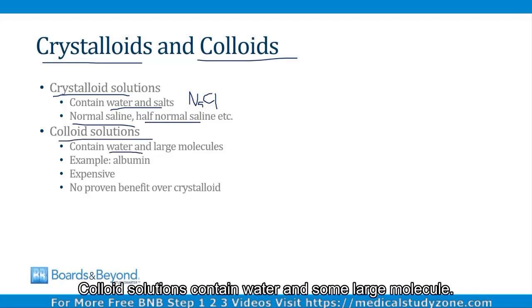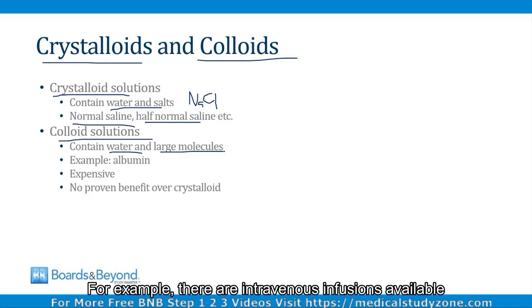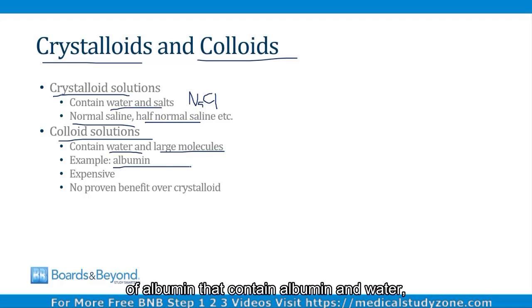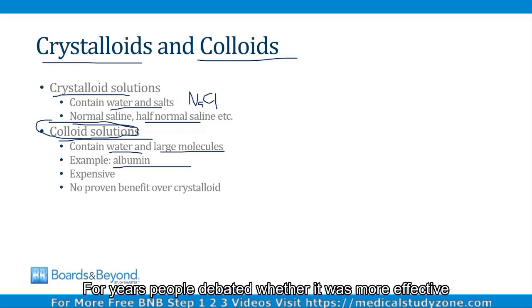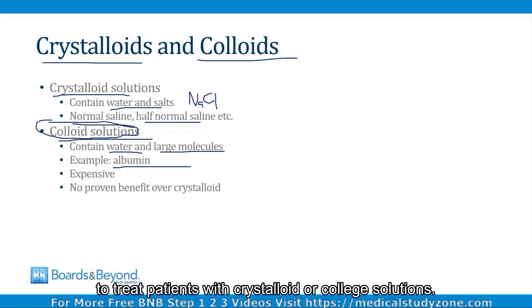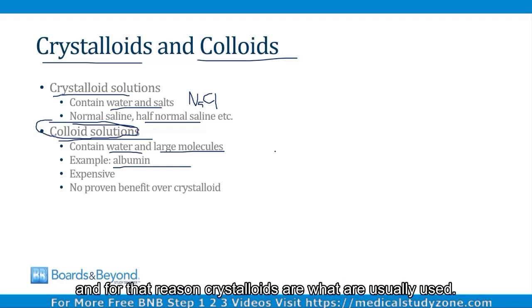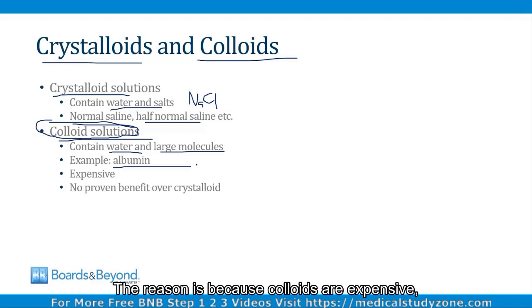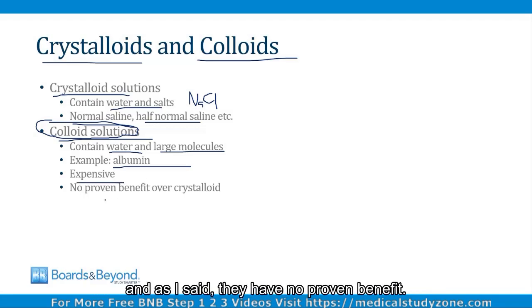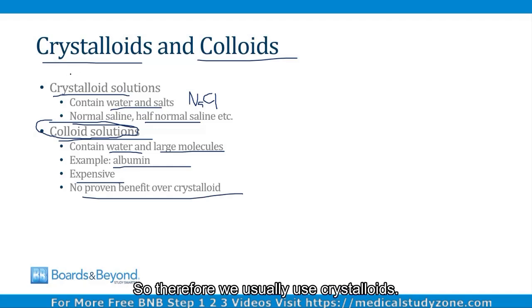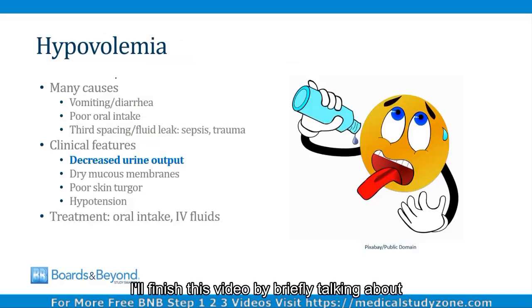Colloid solutions contain water and some large molecule. For example, there are intravenous infusions available of albumin that contain albumin in water, and this is an example of a colloid solution. For years, people debated whether it was more effective to treat patients with crystalloid or colloid solutions. In general, the studies have shown no benefit of colloids over crystalloids, and for that reason, crystalloids are what are usually used. The reason is because colloids are expensive, and as I said, they have no proven benefit, so therefore we usually use crystalloids. I'll finish this video by briefly talking about hypovolemia and hypervolemia.